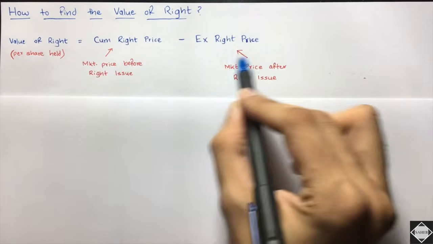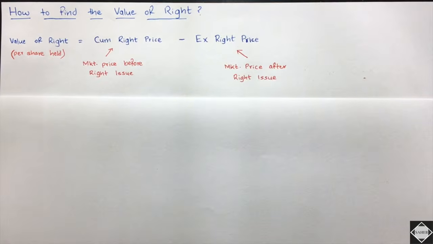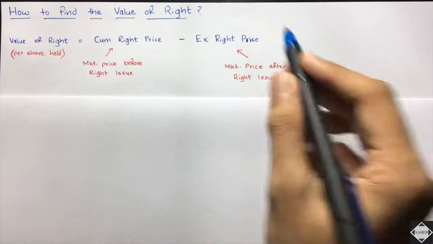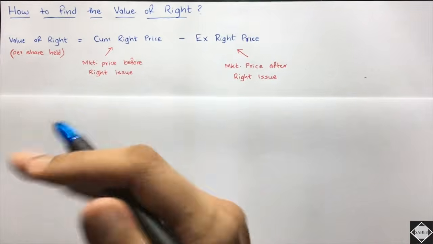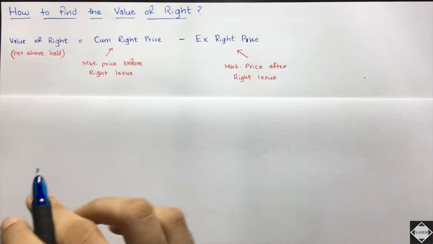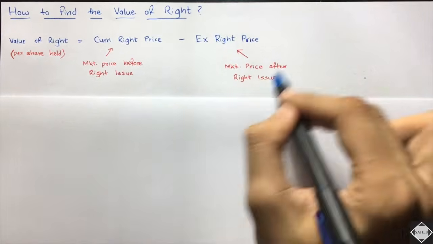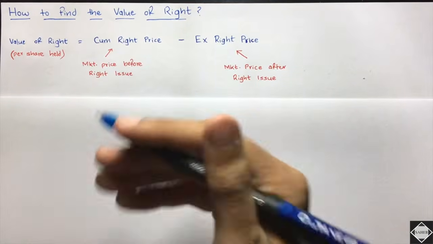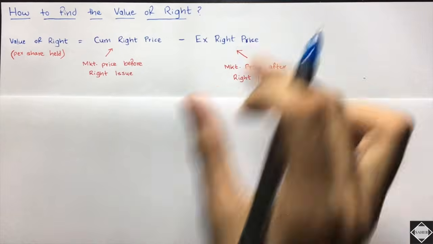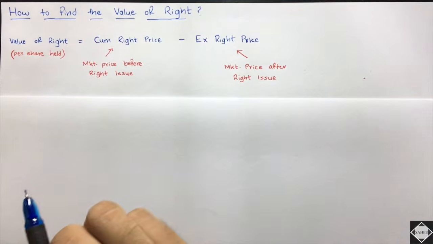But this ex-right price will not be given to you in the question. What is the market price after the right issue? This is kind of a future thing. If today the right issue is announced, and let's say after 2 days you are doing accounting, you will not have this, because this is a future thing. So you will have to do some estimation and some calculation.